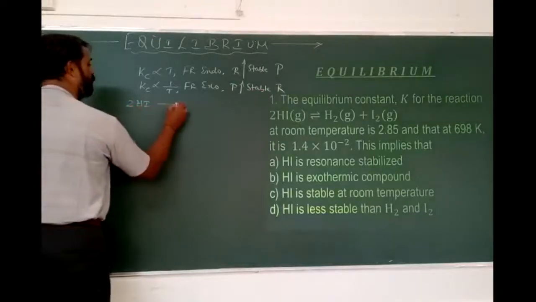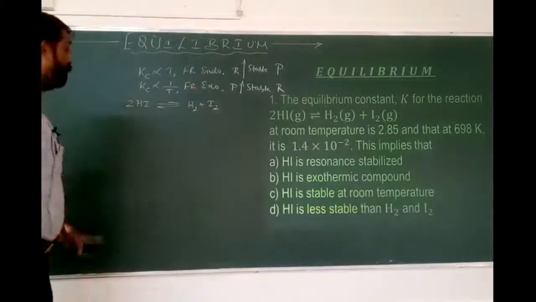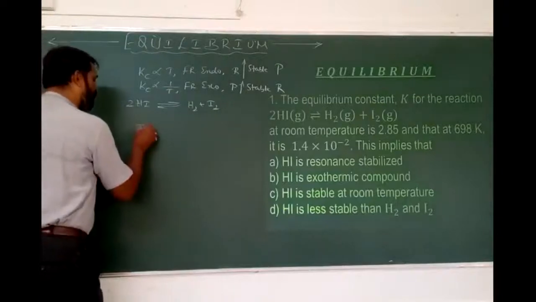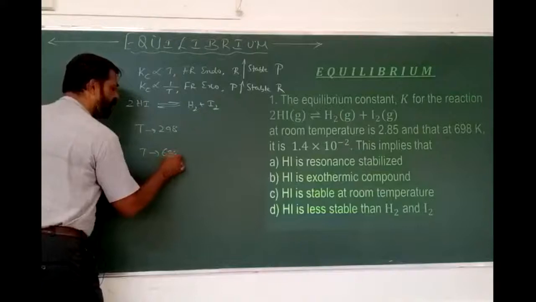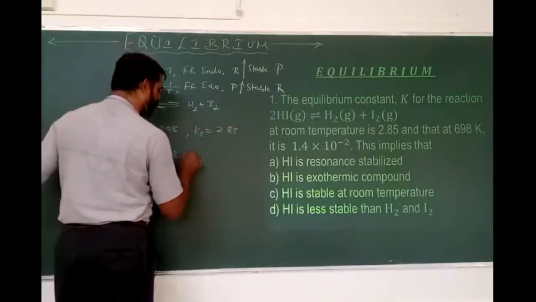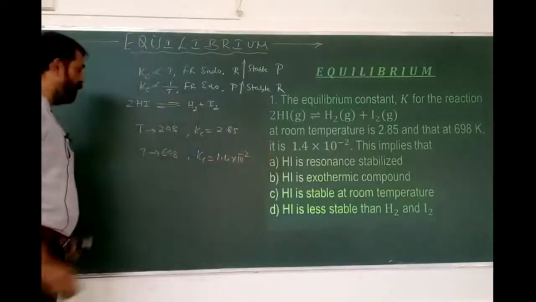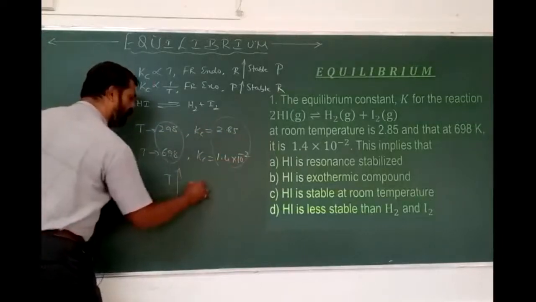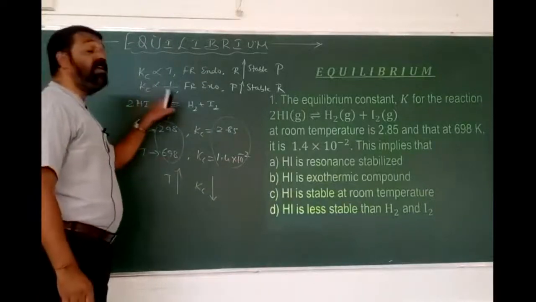Now, 2HI gives rise to H2 plus I2. It is one reaction. We have to decide whether it is exothermic or endothermic. At T1 of 298, room temperature, the value of Kc is 2.85. At T2 of 698, the value of Kc is 1.4 into 10 to the power of minus 2. As temperature increases, the value of Kc decreases. So Kc is inversely proportional to temperature.